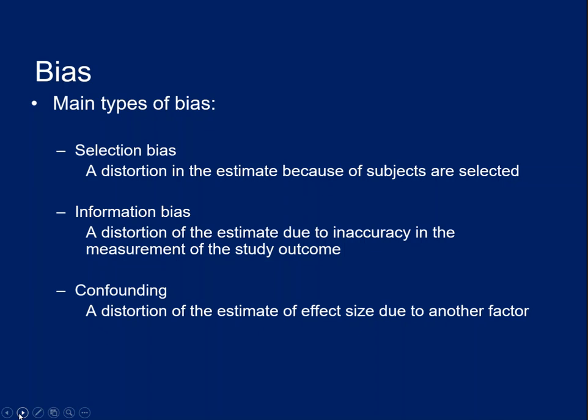And then the final source of bias could be confounding, and that's a distortion of the estimate of effect size. We'll come back to why this is the case. We really can only talk about confounding when we're talking about estimates of effect size, so odds ratios, incident rate ratios. And it's when that estimate is incorrect due to another factor, a third variable.